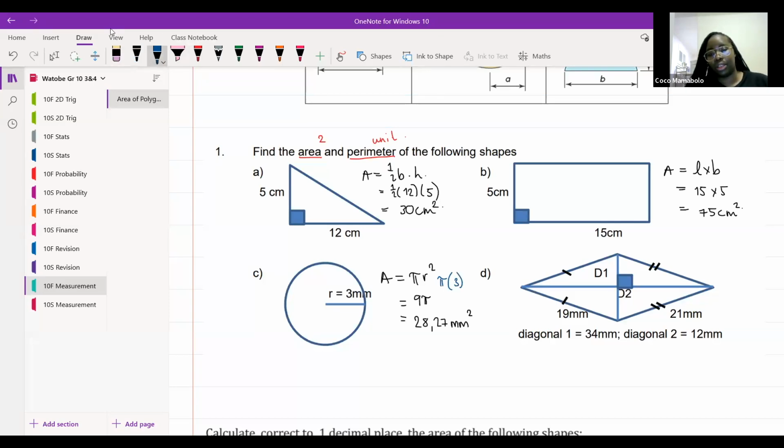Pi times 3 squared will give us 9 pi. All right, then for the next one, we are calculating the area of a kite.